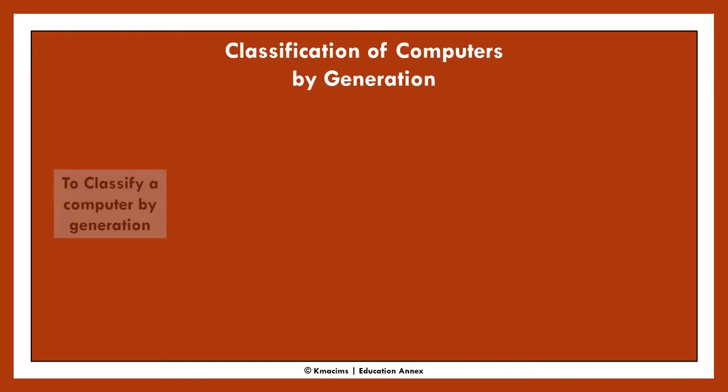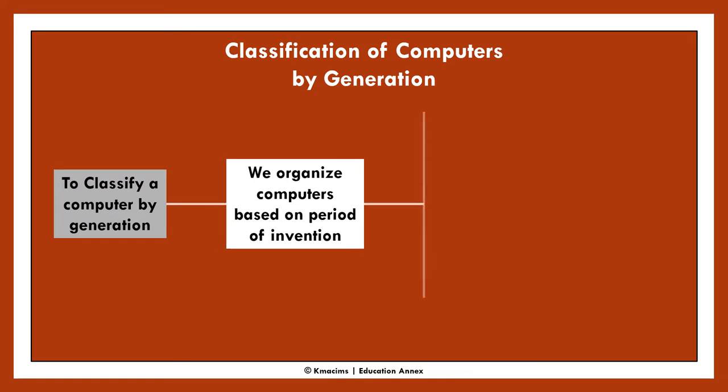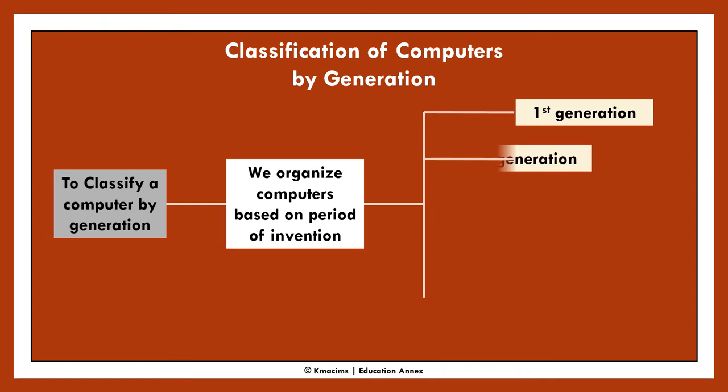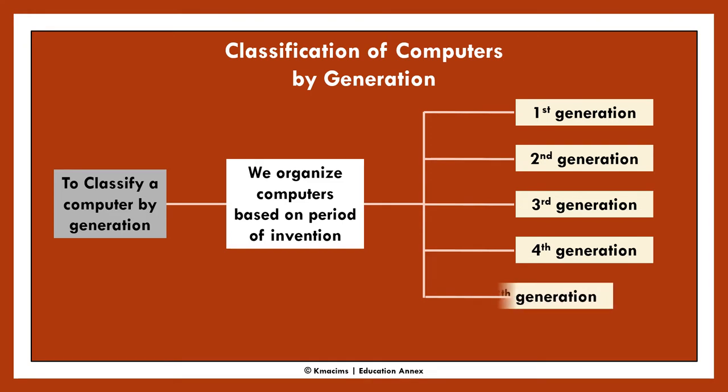Here we will consider classification of computers by generation. To classify a computer by generation, we organize computers based on the period of invention. In this case, we classify them as first generation computers, second generation, third generation, fourth generation, and fifth generation computers.